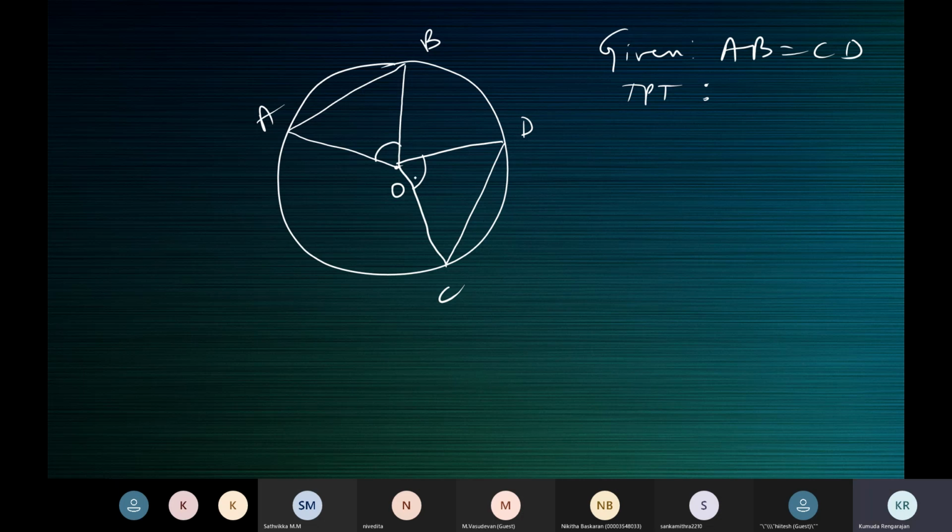So these are the angles. Let me just call them 1 and 2. Angle 1 is the angle subtended by chord AB at the center. Angle 2 is the angle subtended by chord CD at the center. Given AB is equal to CD, we have to prove that angle 1 is equal to angle 2. Equal chords subtend equal angles at the center.